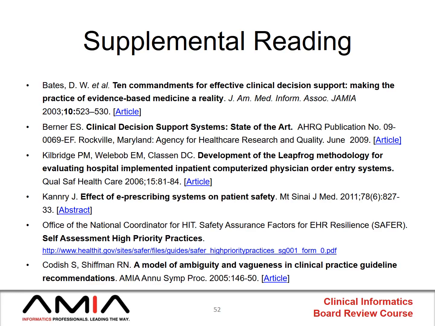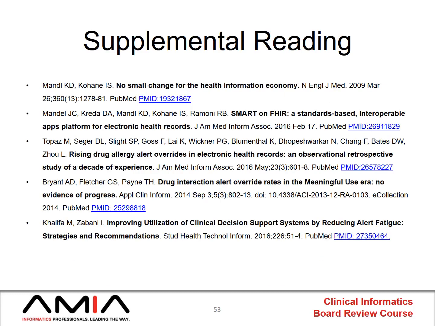Here's all the papers that we cited in this talk, including the Rick Schiffman papers on ambiguity and vagueness. Here's the papers about SMART on FHIR and the experience of seeing rising drug allergy alert overrides in the electronic health record. There's the paper there about drug interaction alert override rates in the meaningful use era, written by Tom Payne. And that last set of recommendations came from this paper, Improving Utilization of Clinical Decision Support Systems by Reducing Alert Fatigue: Strategies and Recommendations, from Studies in Health Technology and Informatics.